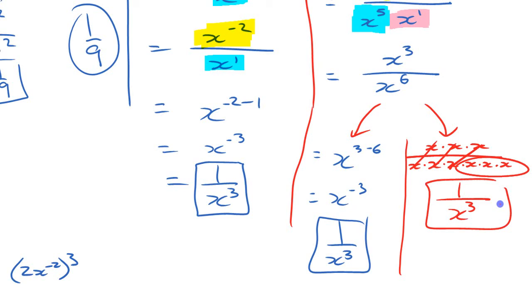Either way, whatever works for you, right? Remembering to subtract, or just thinking of it this canceling way. 3 on the top, 6 on the bottom, you're left with 3 on the bottom. Hopefully that makes some sense.